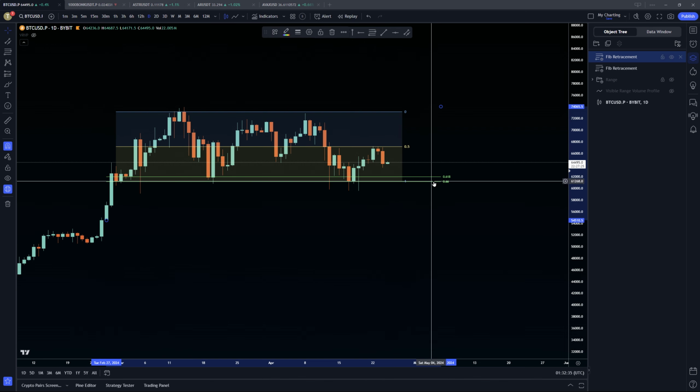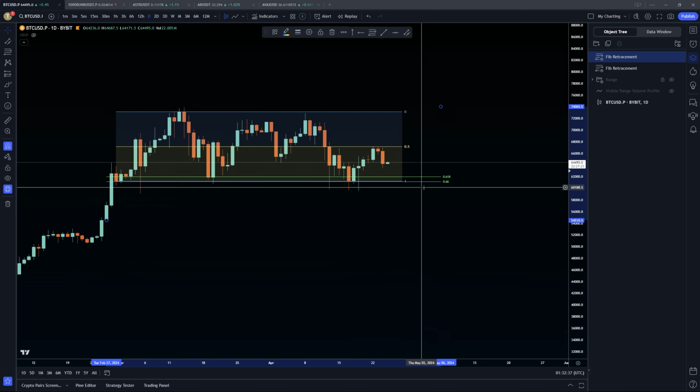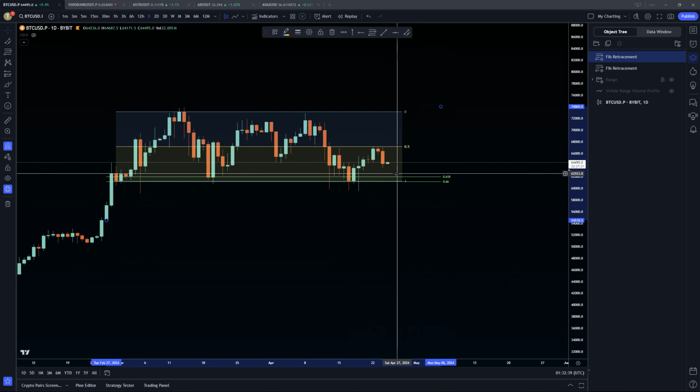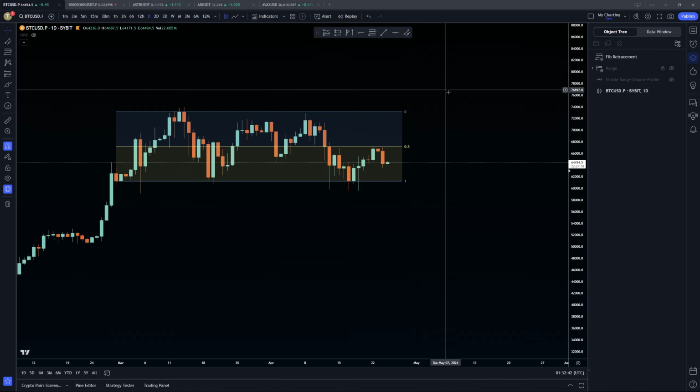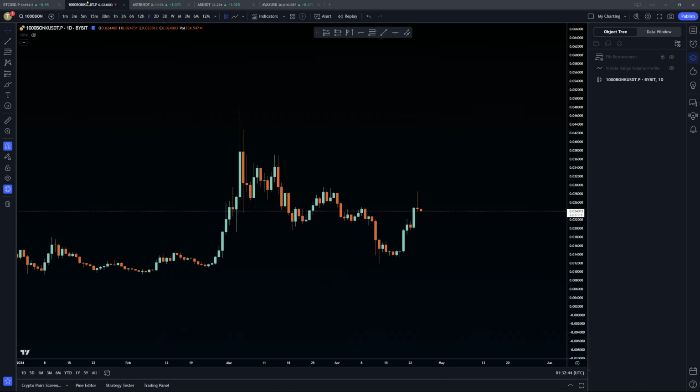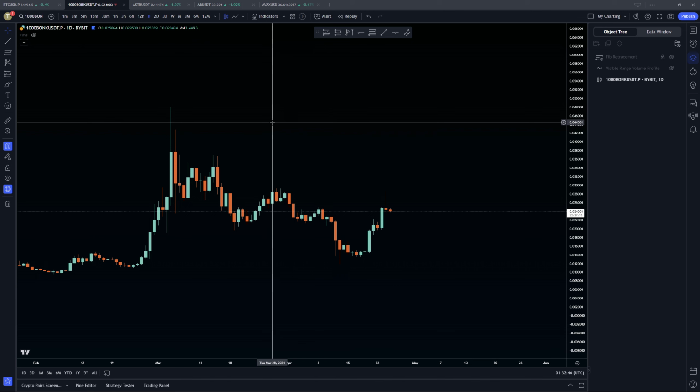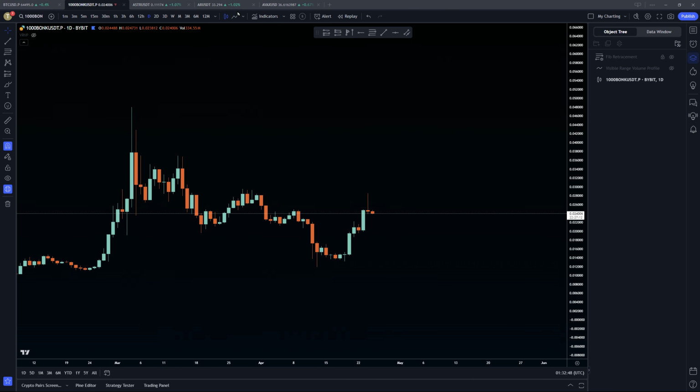I mean, it just really coincides with that really nicely. So trade the range. It's a nice little long from there, but I'm going to go on to the next example. Okay, so here we have BONK. Now same thing with BONK here.